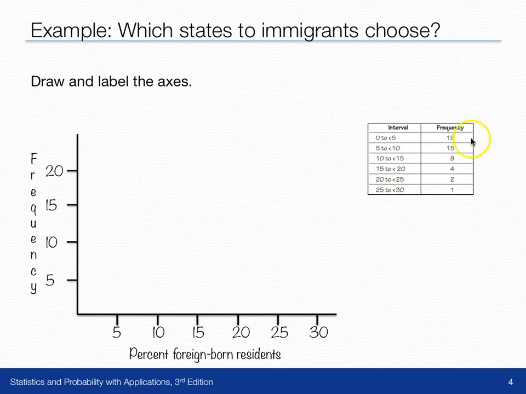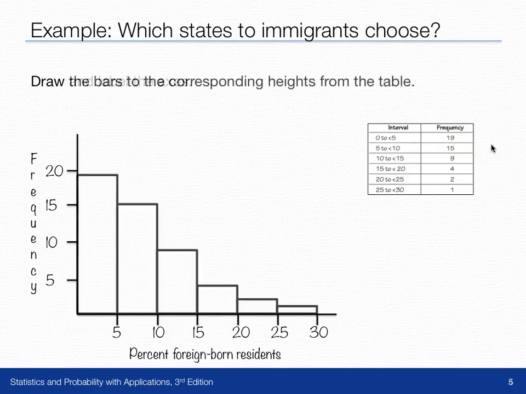So then we're just going to make bars that go to the corresponding frequency in that interval. So 0 to 5 gets 19, then 15, 9, 4, 2, and 1.